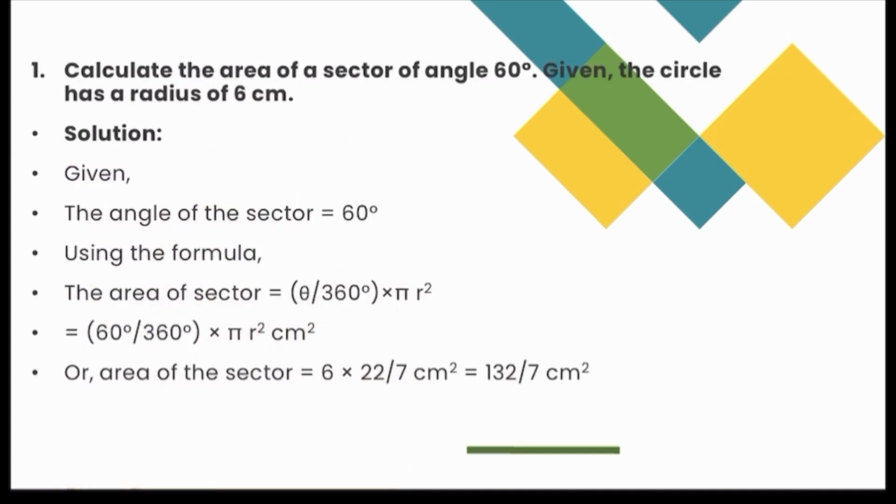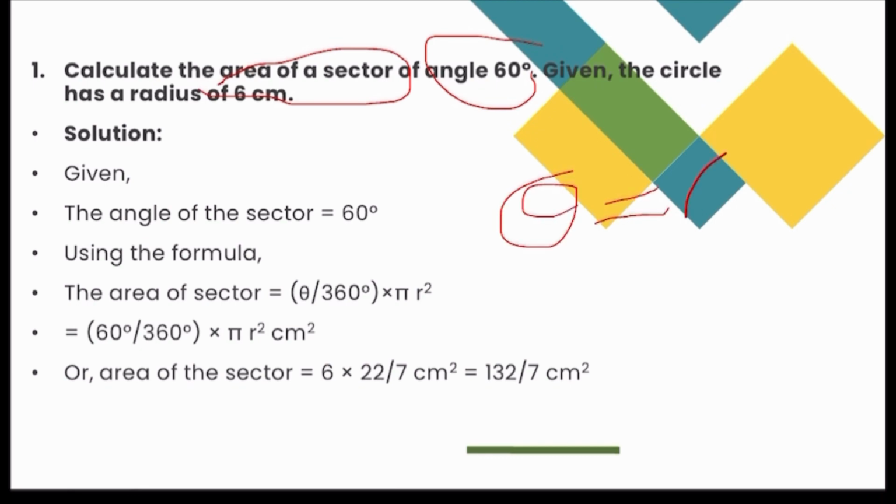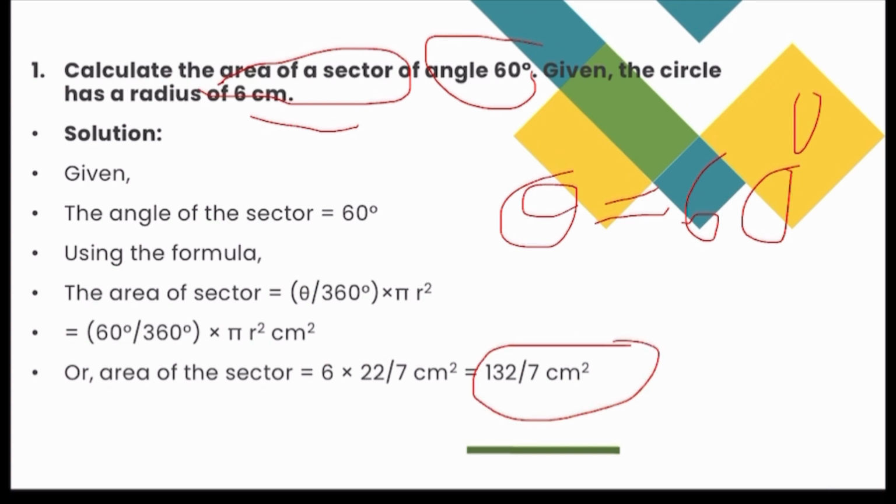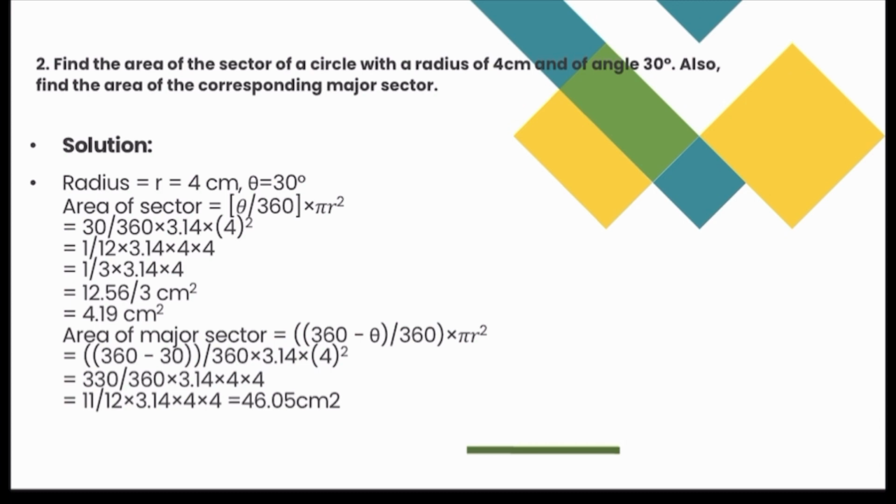Now this is a question. Calculate the area of a sector of angle 60 degrees. So theta's value is given as 60 degrees. The circle has a radius of 6 centimeter. We just have to use the formula theta by 360 into pi r square. R is given as 6 centimeter. So 60 by 360 into 22 by 7 into 6 into 6. You can cancel, then it will be 6 into 22, 132 by 7 centimeter square. That was quite easy. On to the second question.